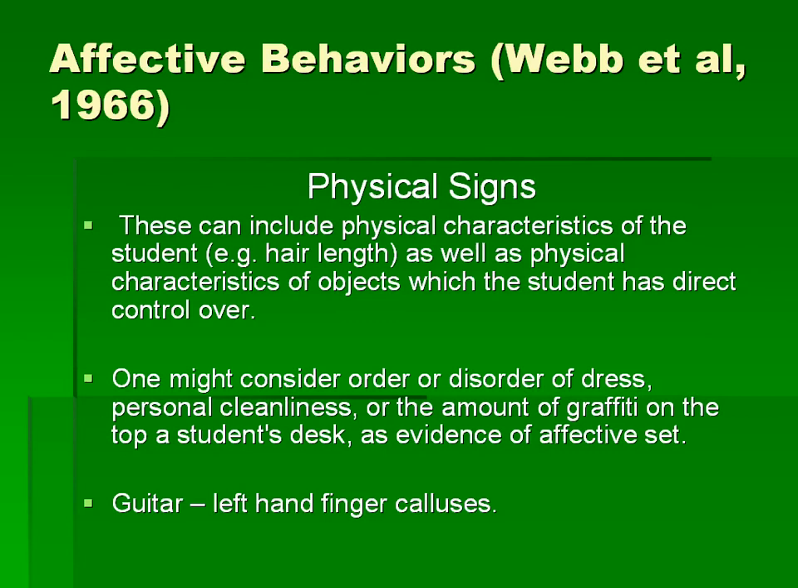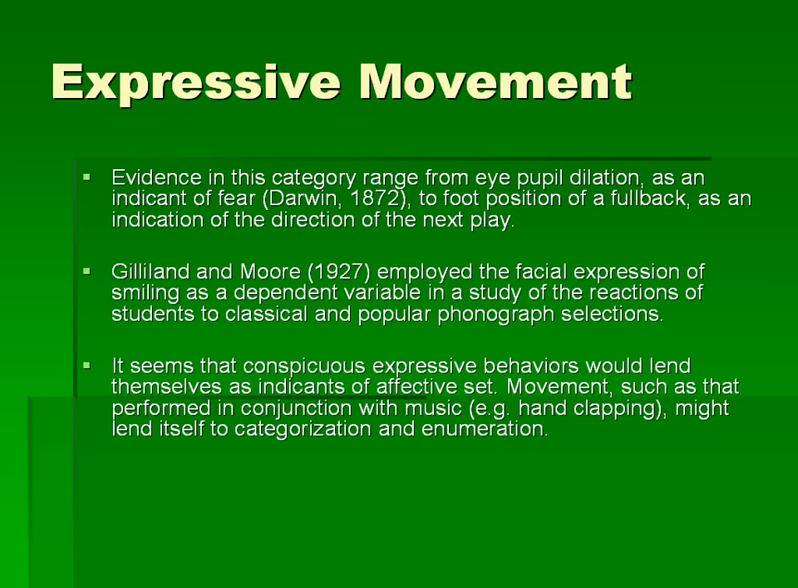Another category that Webb looked at was expressive movement. And this category can be everything, but what are you looking at? I guess that would be a good indicator in a museum. Or on a football field, the physical position of a fullback might indicate which way the next football play is going.